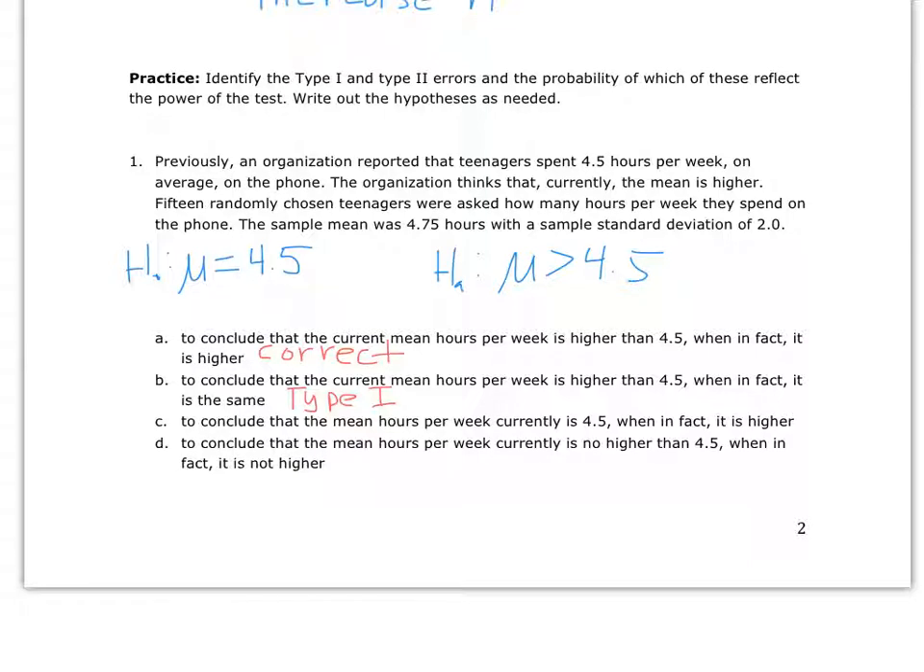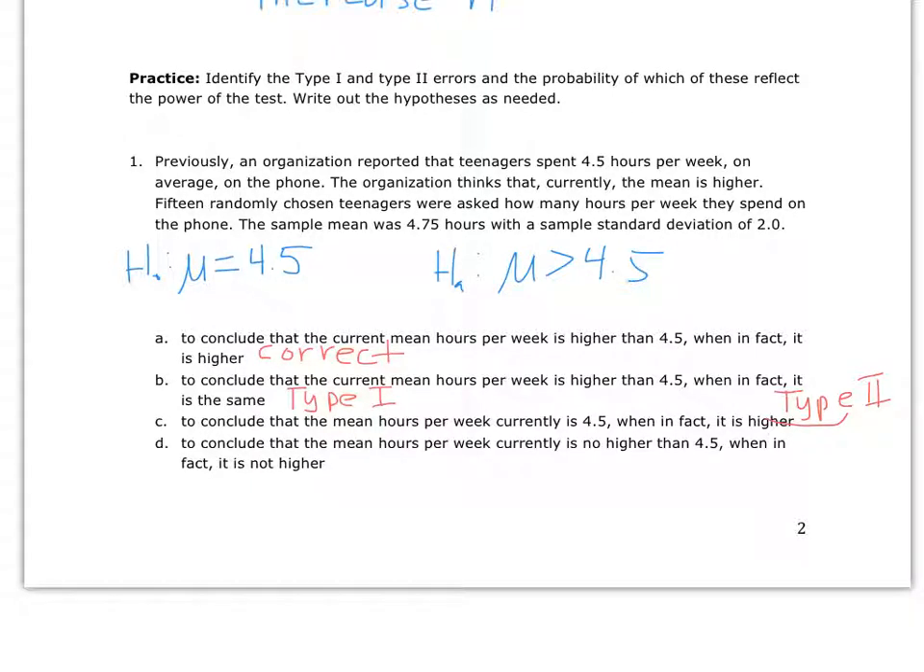Okay, the next statement, to conclude that the mean hours per week currently is 4.5 when in fact it is higher. So we're concluding that the null is true. We are not rejecting the null, but in actuality, the null is false. So we're not rejecting a false null hypothesis. That's an error, and it is the type 2. Okay, so that goes with C.